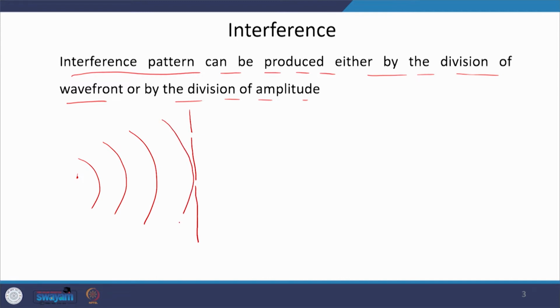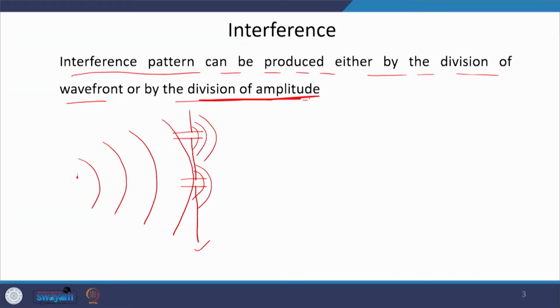happen? This wavefront will fall on these slits, and a part of the wavefront will pass through the first slit and a part will pass through the second slit, and then from these slits new spherical wavefronts will be generated, and they will propagate and interfere to produce interference fringes. This typical example is seen in Young's double slit experiment.